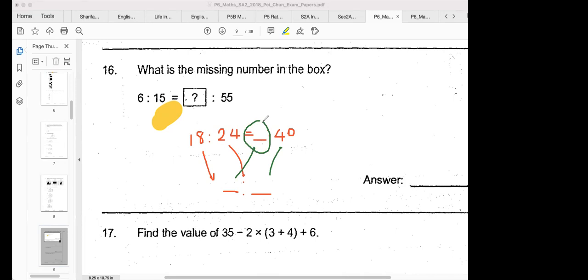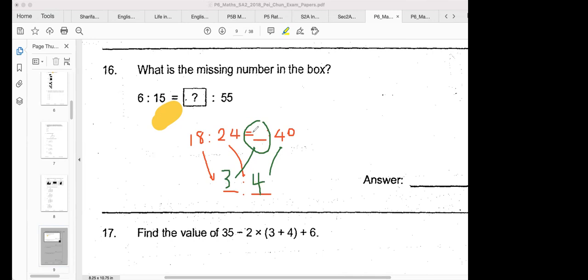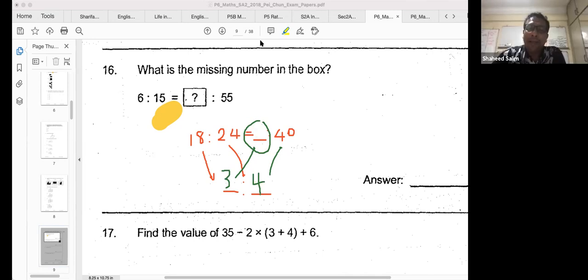Teacher, we got 3:4. Well done. Well done. Okay. Yeah, correct. Well done, Akil. Then 30:40. Alhamdulillah, you got it already. That's the way. That's the way.